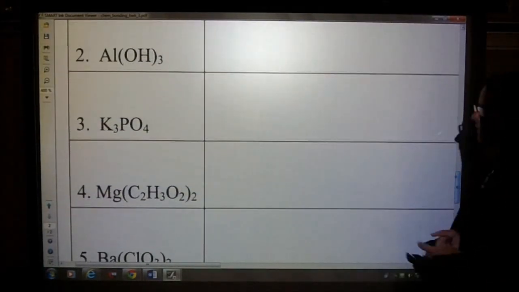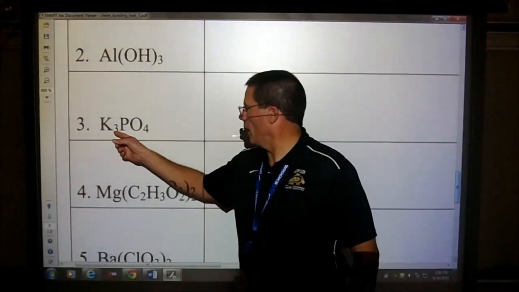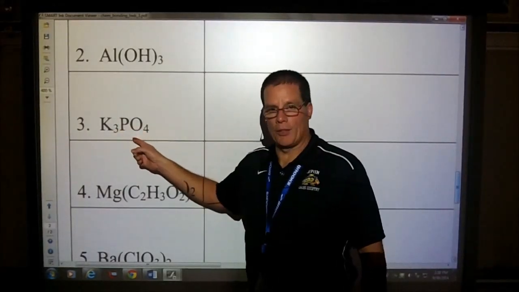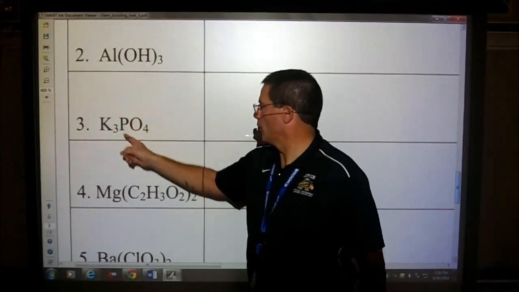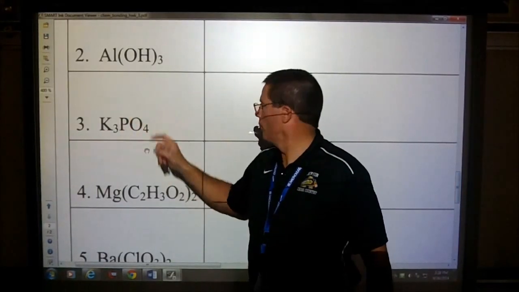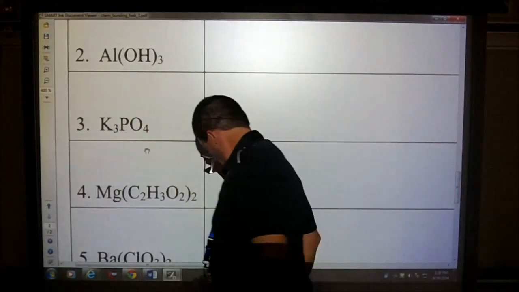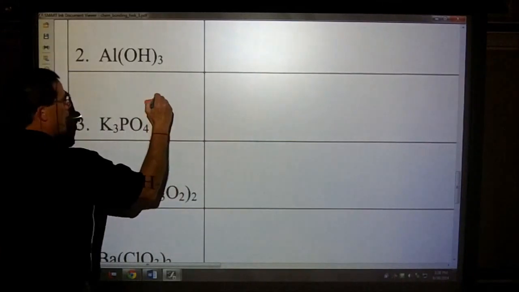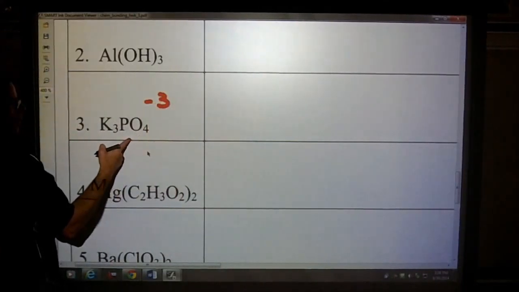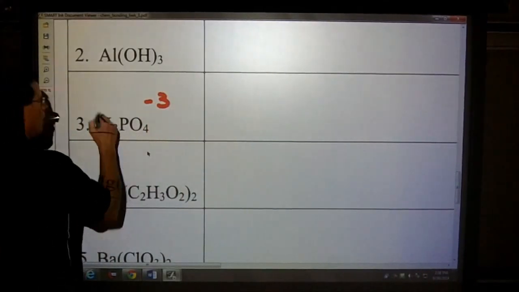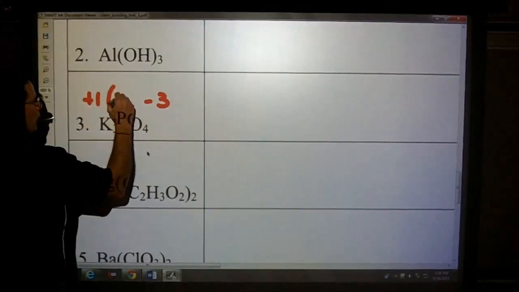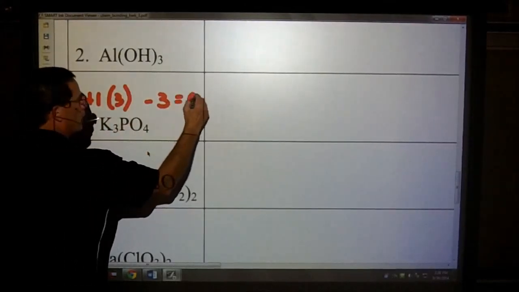Number 3, we have 3 potassiums because phosphate has a -3 charge. So recognizing PO4 has a -3 charge. So if you wrote the charges above that, you'd have -3. And how many phosphates do we have? Very good. We only have 1, but we do have 3 potassiums. So that does equal 0.